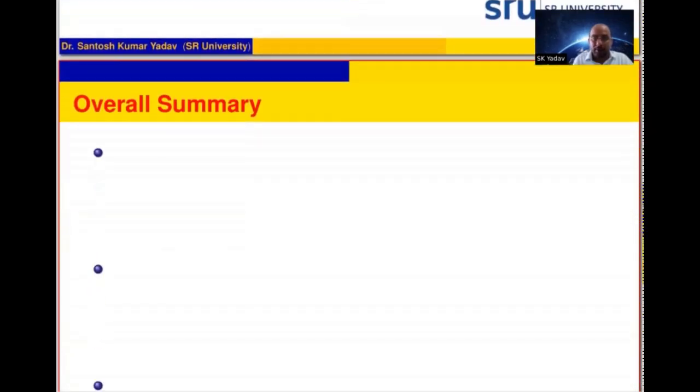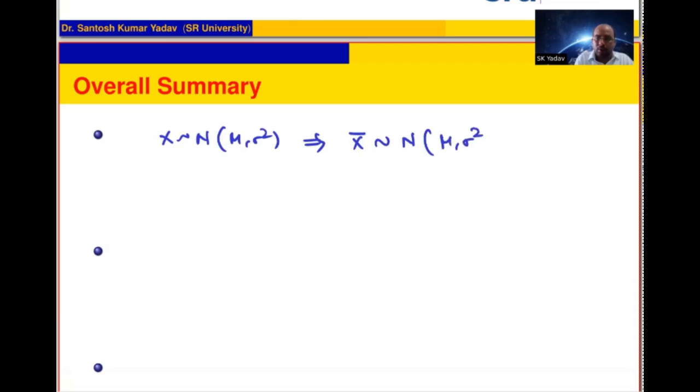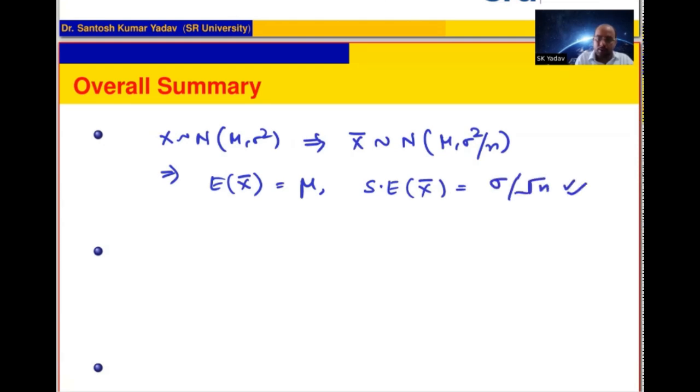So let us summarize what we understand from this video lecture. The first point is that whenever a population is normally distributed with mean mu and variance sigma square, this implies the sample mean is also normally distributed with mean mu and variance sigma square by n. And this means E of x bar, that is the mean of the sample mean, is equal to mu, and the standard error of x bar is equal to sigma by root n. This is very important to understand.